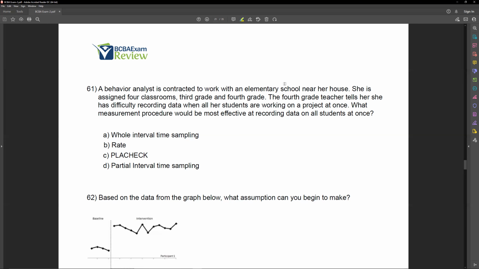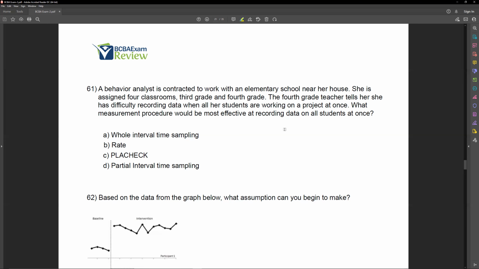And as the number grows, that becomes more challenging, okay? So if we're looking for the most effective way to take data on most students at once, we can immediately eliminate something like B, which is rate, okay? Rate is continuous measurement. We're looking at something like a discontinuous measurement procedure, okay? So that leaves us with whole interval, partial interval, and play check. The question asks the most effective, right? The BCBA exam, you need to pick the best answer. They do a very good job on the exam of giving you 2 answers that look pretty good. They want the best answer.